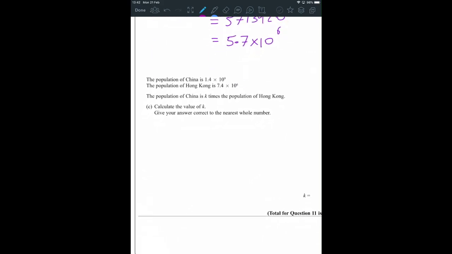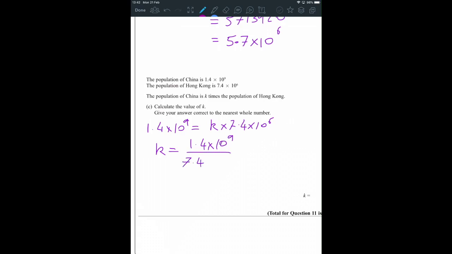China is, Hong Kong is. The population of China is k times the population of Hong Kong. So that's 1.4 times 10 to the 9 is k lots of 7.4 times 10 to the 6. We want the value of k. So we are doing a division.